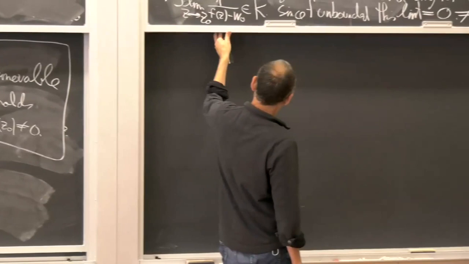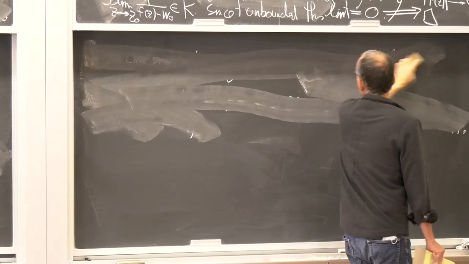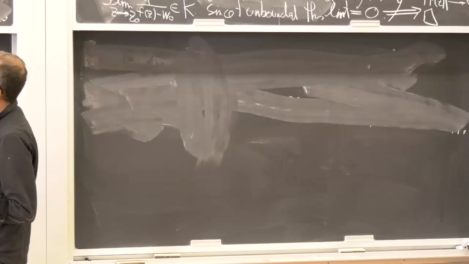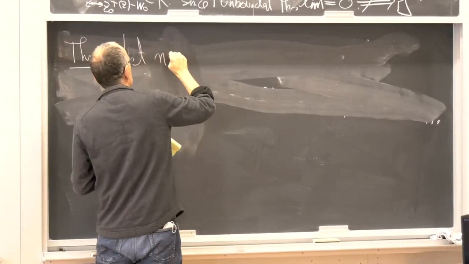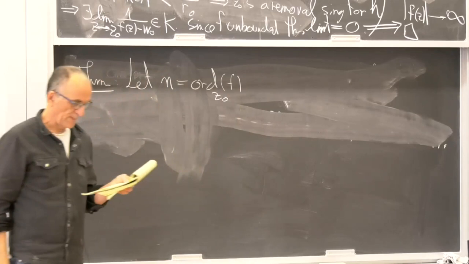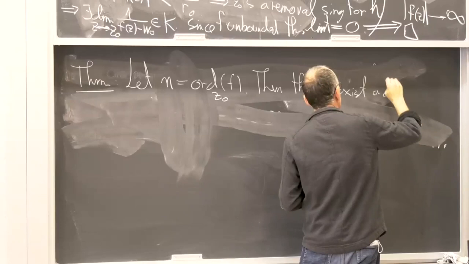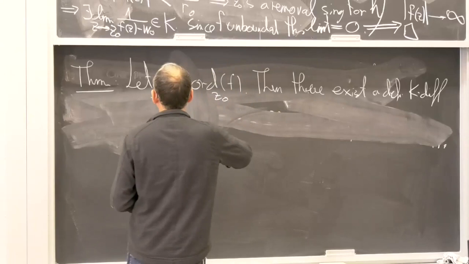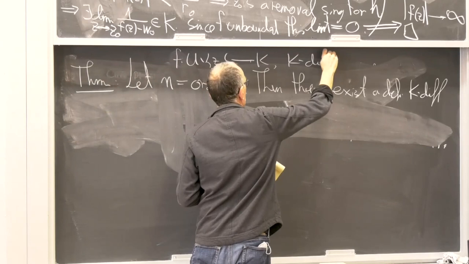And now we have something which is very close to power series expansion. So we are still under the situation of z0 an isolated singularity, right? f defined in a punctured neighborhood of it. So, theorem, let n be the order of f at z0. Then there exists a definable k differentiable... So let me put the setting. The setting is f from the punctured disk, punctured open set, into K, K differentiable, everything definable.